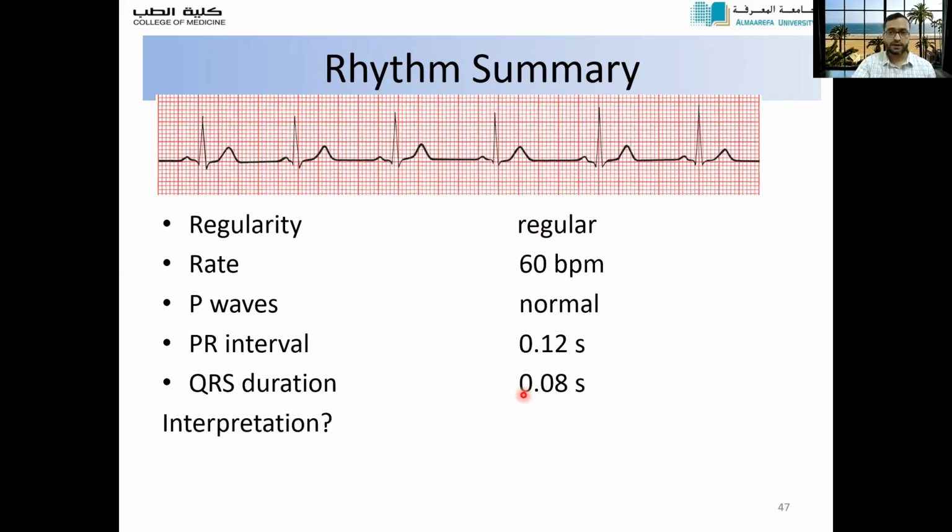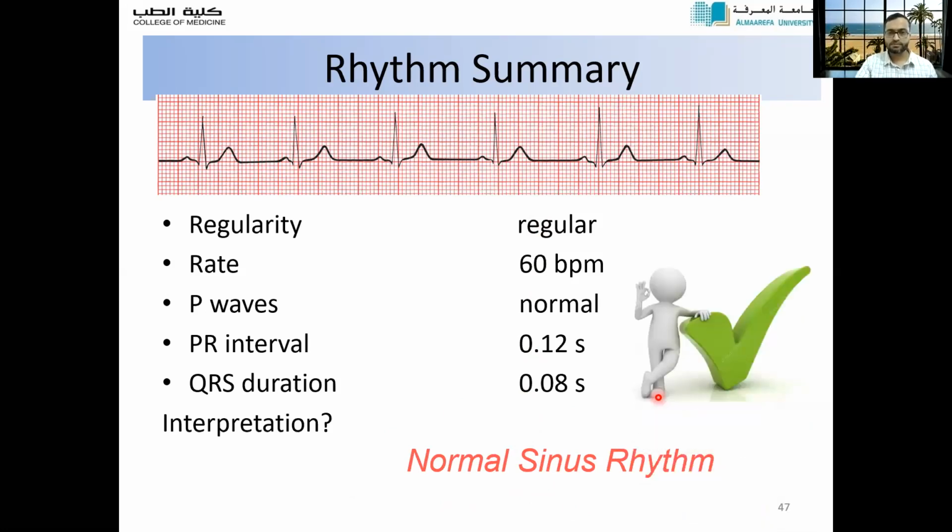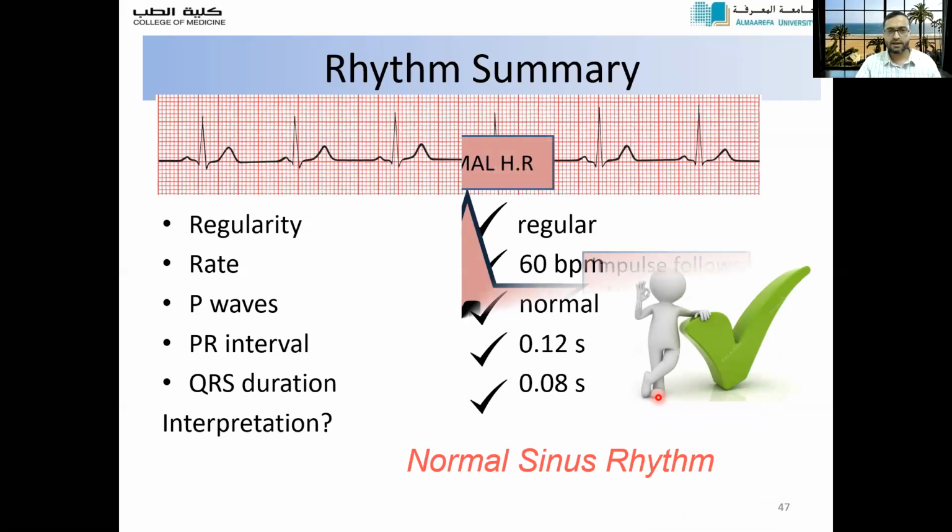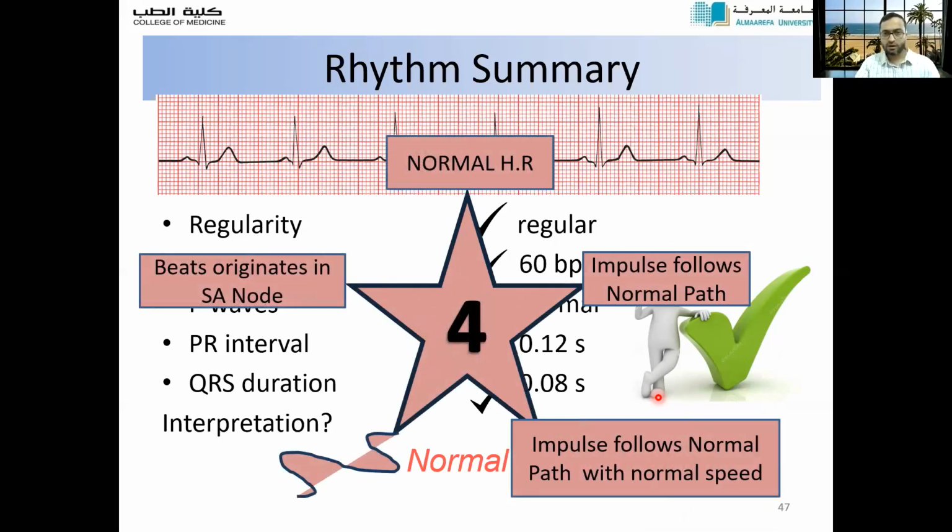What is your interpretation? The interpretation will be normal sinus rhythm. It's not normal rhythm, it's a normal sinus rhythm. This word is important here. So now we have the checklist, a very important checklist if you want to diagnose an arrhythmia. If everything is within the range, this confirms that this is a normal sinus rhythm. By doing these 5 steps, we have confirmed that the beats originate in the SA node.